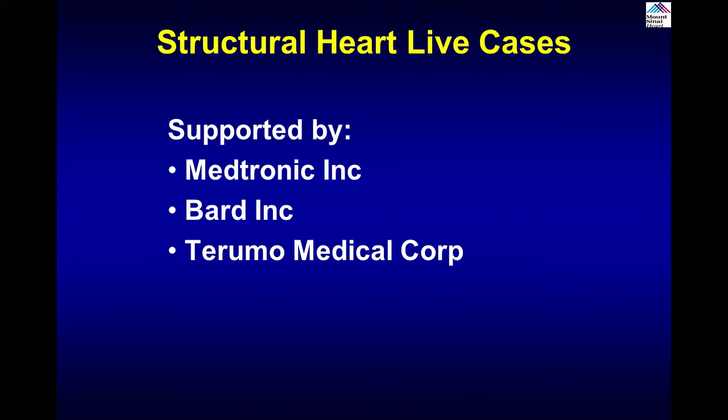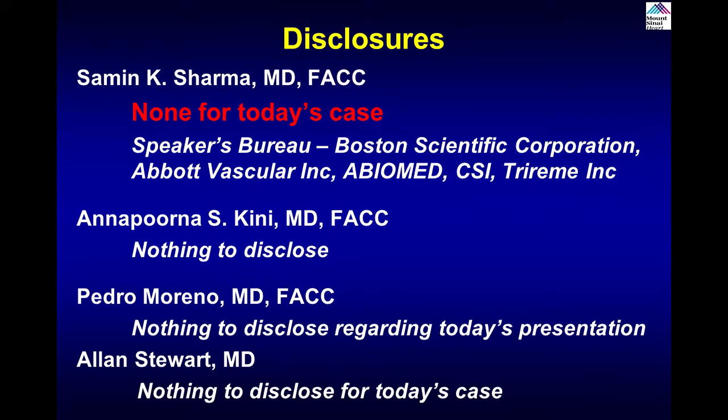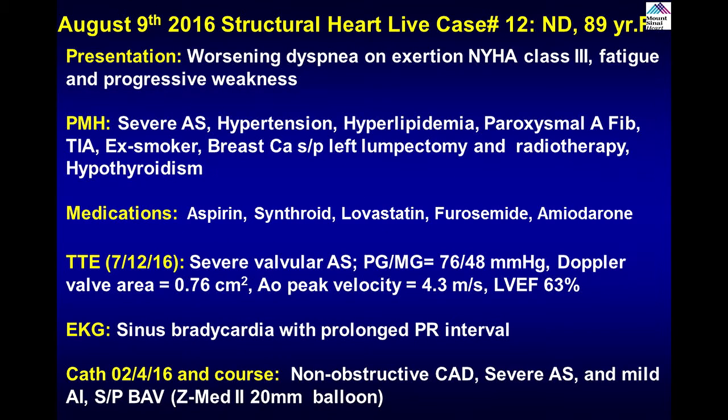Okay, these are our supporters. Next, these are disclosures. Next. So basically it's an 89-year-old patient with worsening dyspnea on exertion, class 3, and severe AS. Also had comorbid conditions, breast CA with lumpectomy and radiotherapy. So that really brings them to high risk, with a hostile mediastinum.